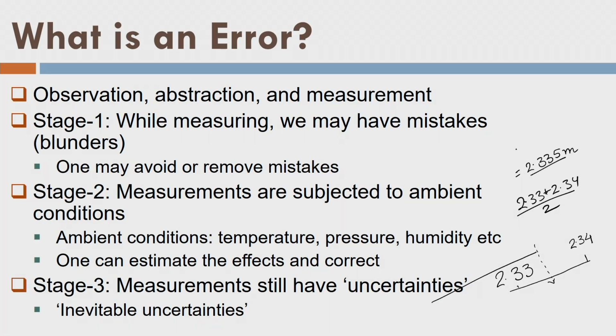Someone may argue here, why 2.335? Why not 2.334? Can I claim or can that contractor claim it is the correct value? Or can someone claim that this is the correct value? Both are not correct. We cannot guarantee it. So the issue here is we are always committing some inevitable errors because of the limitation of the instrument.